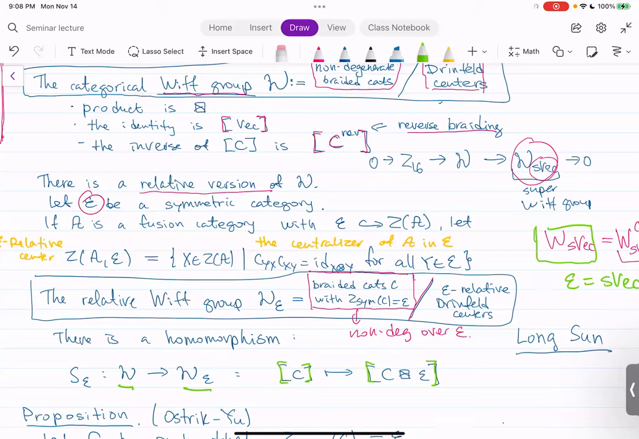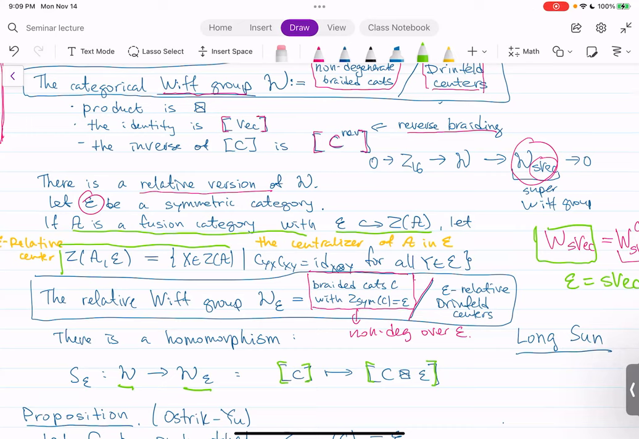Yeah. So what is this E-relative Drinfeld center? Okay, so here is what we do. We start with a fusion category A with the following property: E is contained in the center of A. Such a category A is called a fusion category over E, which is very appropriate. Think about the notion of an algebra over a field or commutative ring. This commutative ring is embedded into the center of the algebra. So same here. It's a fusion category over E.